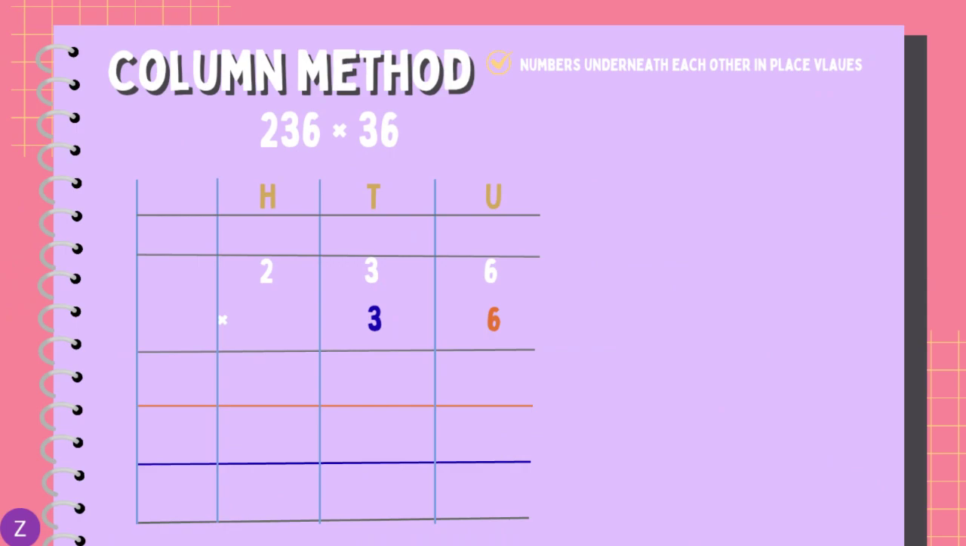236 times 36. Again, the number next to the multiplication sign, we will break that number up into the values of times 6 and times 30. Then we start again from the unit side with the 6 that we broke up. This 6 must be multiplied with each number at the top. So we start with 6 times 6, that is 36. The 6 goes at the bottom and the 3 goes to the next column to the top.